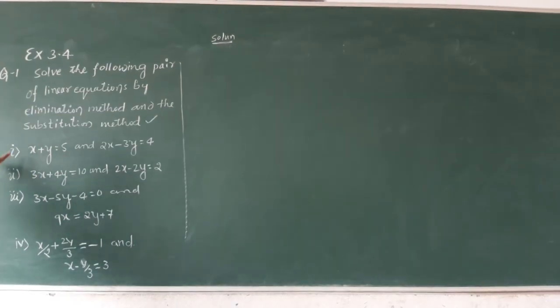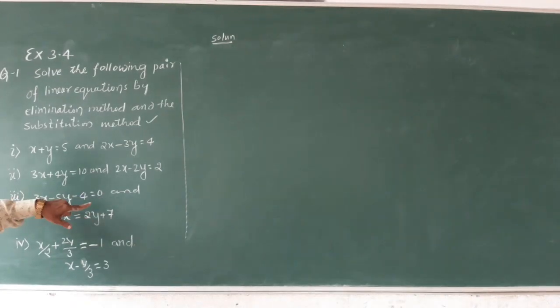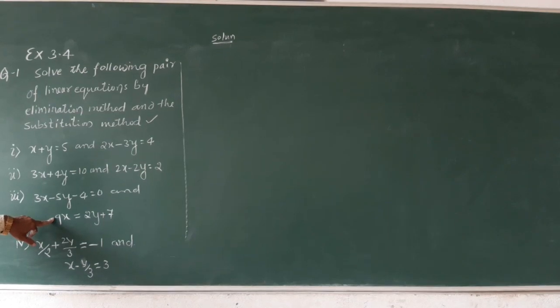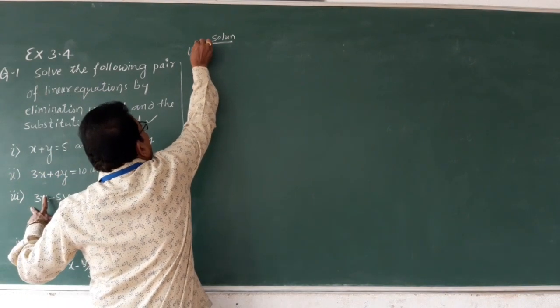Now see the third question. 3x minus 5y minus 4 equals 0 and 9x equals 2y plus 7. First we have to write down the question as it is. That is the solution for the third question.